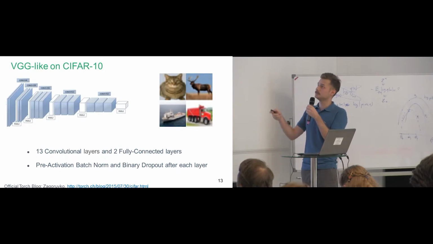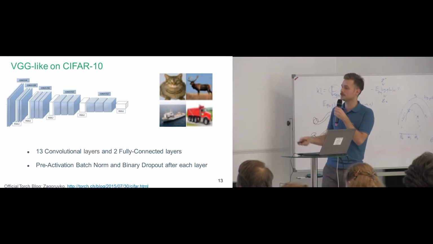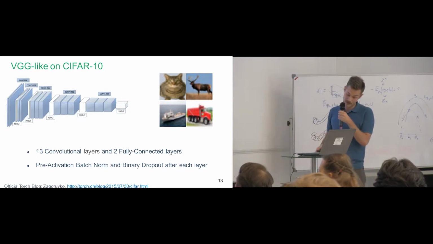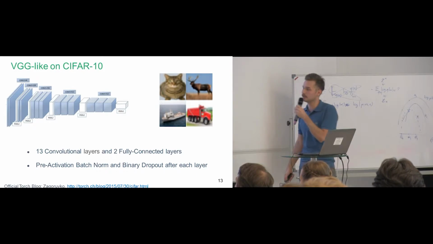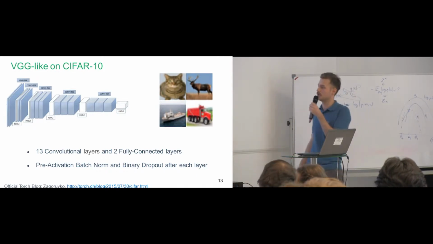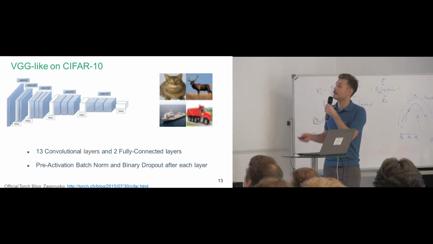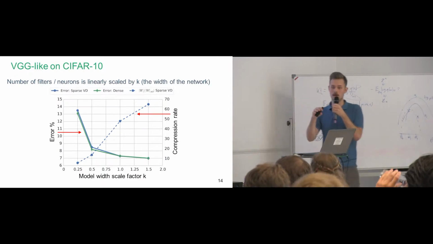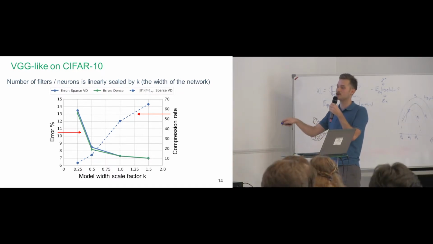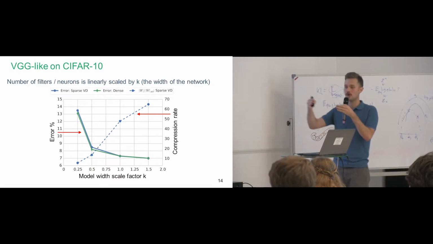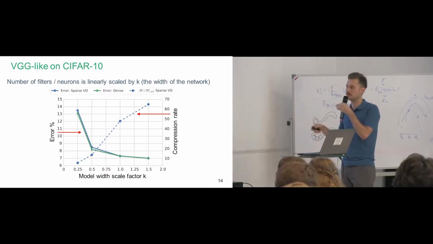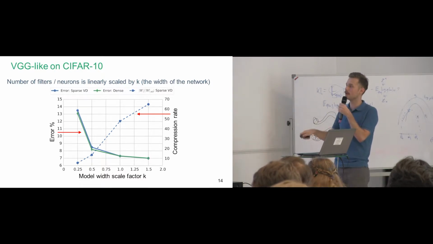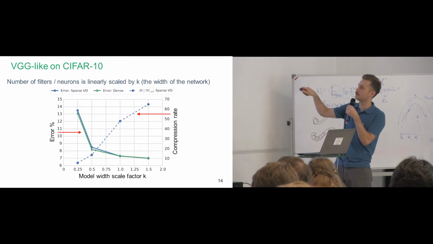More results on CIFAR-10. We have a VGG-like architecture by Zagoruyko, from his blog. That's 13 convolutional layers and 2 fully connected layers, and we use pre-activation, batch normalization, and binary dropout after each layer. Then we can take the width of each layer and multiply it by some scale factor k. So we now have different architectures with different width. That's the original one, because here we multiplied all the widths by 1. Here are some small nets, and here there is a big net.